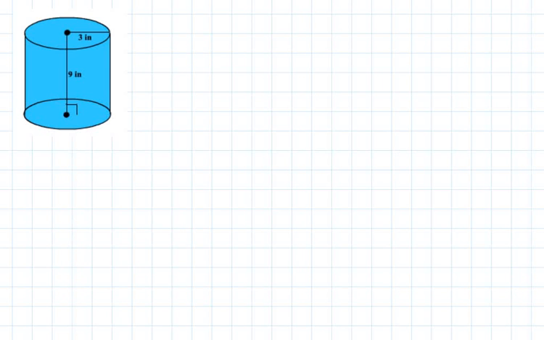Hello, class. So we're going to be looking at finding the surface area of a cylinder today. So the first thing we want to look at is, what are the faces of a cylinder? And here we have a bit of a problem. A lot of people might look at this and say, well, this is not a face since it's a round face, or it's a circle.